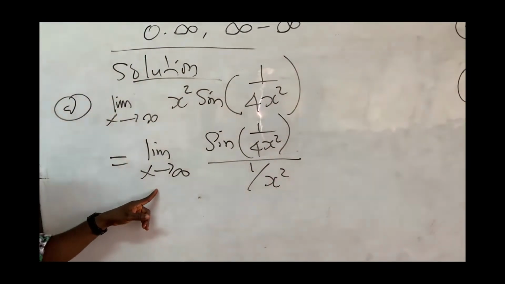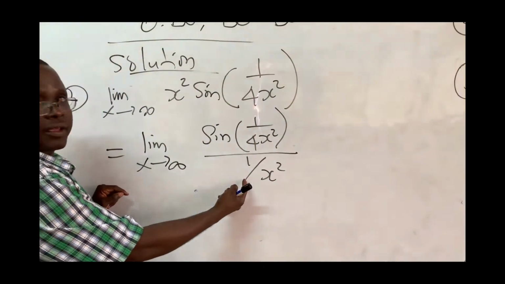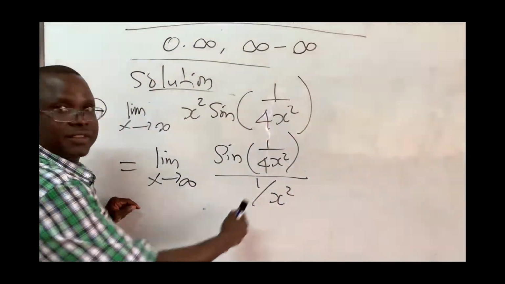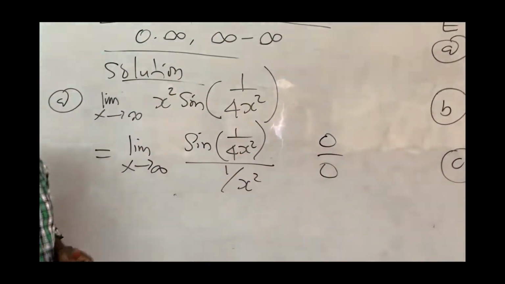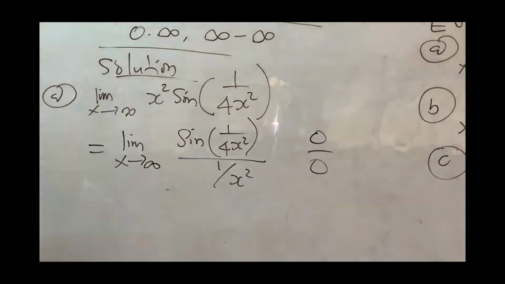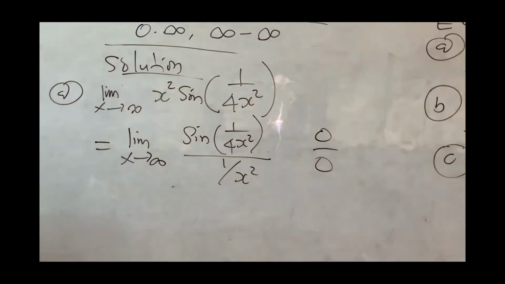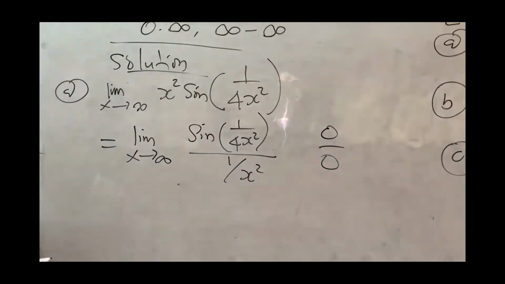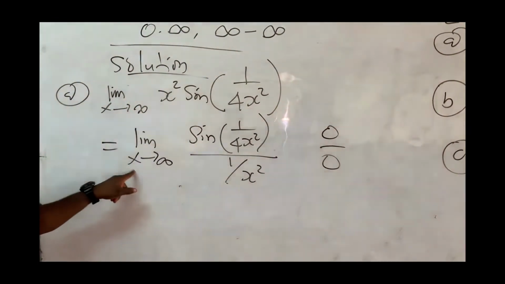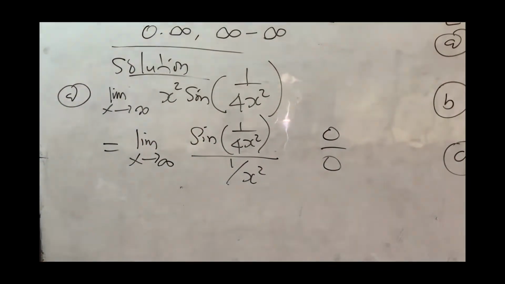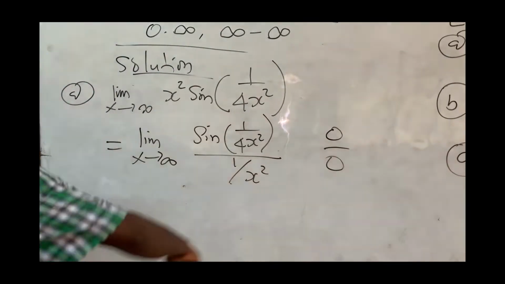Now as x goes to infinity, we're going to get 0 up here. 1 over x squared also gives us 0. So now we have the form 0 over 0. And because we have a 0 over 0, we can directly apply L'Hopital's rule to it, which means we differentiate this and also differentiate this and then plug in our expression, the limit, to see what we get. All right, so let's do that.